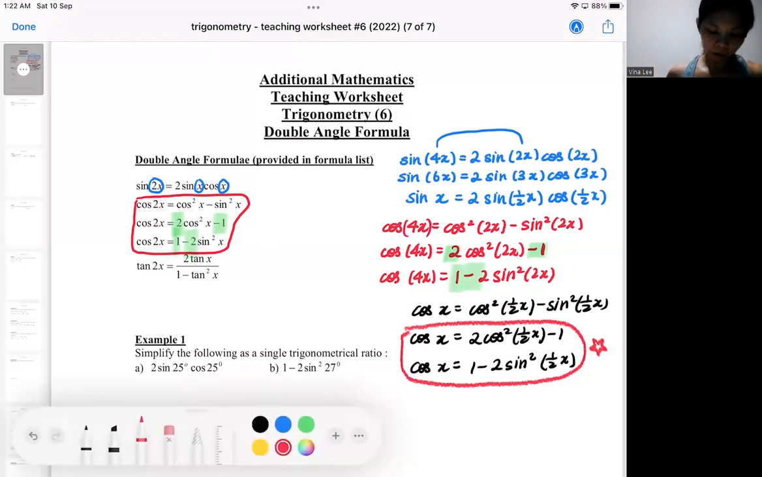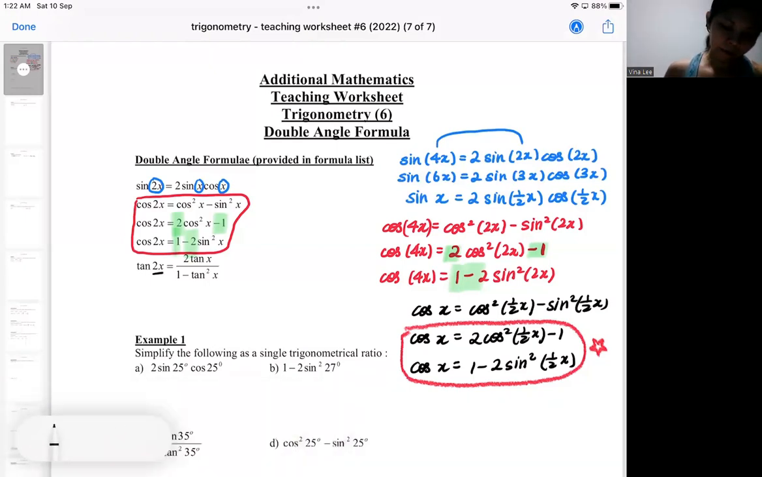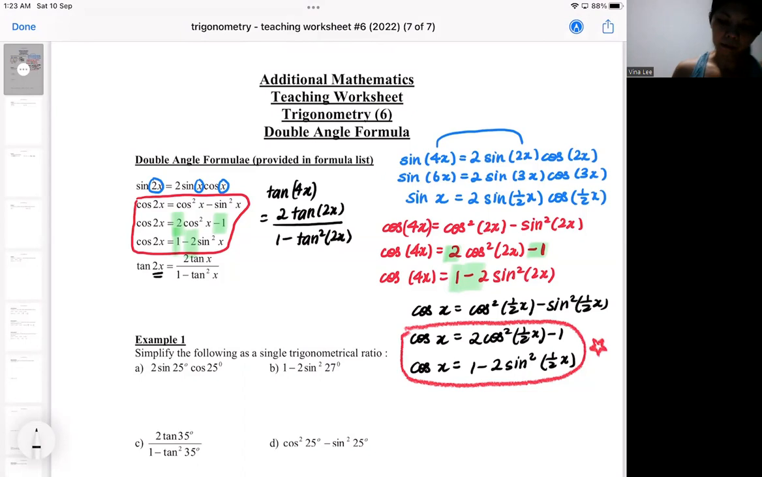Same for tangent 2x. If they give me tangent 2x, I'm supposed to be able to write tangent 4x. I'm not changing the coefficient 2. I'm only changing the angle. Similarly, I can also write tangent x.